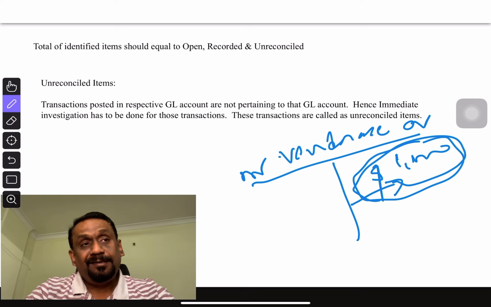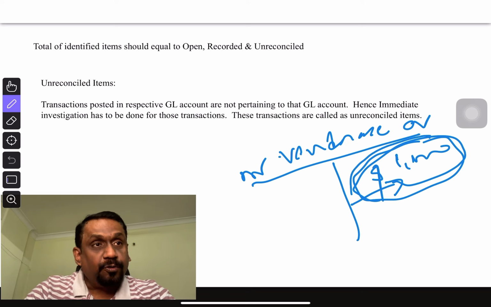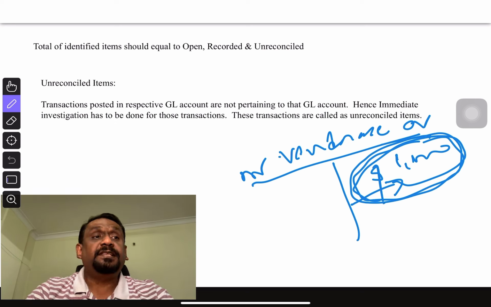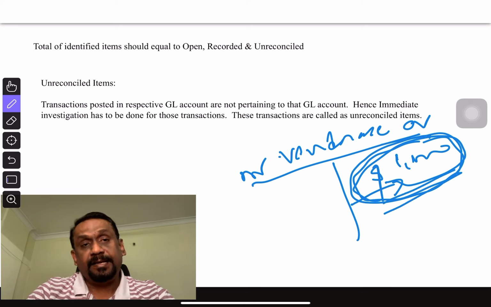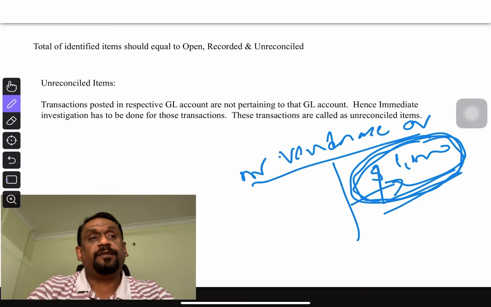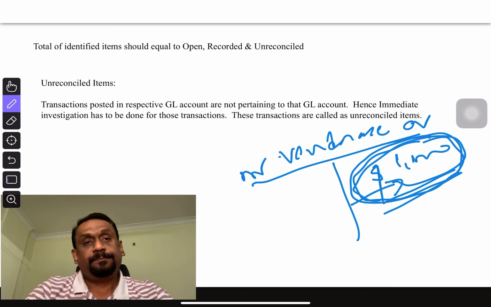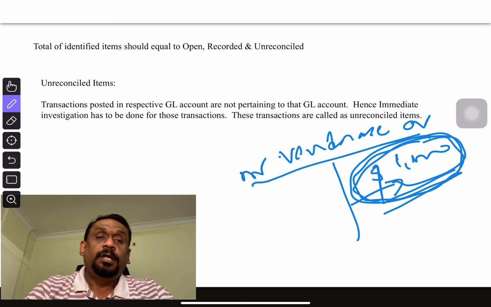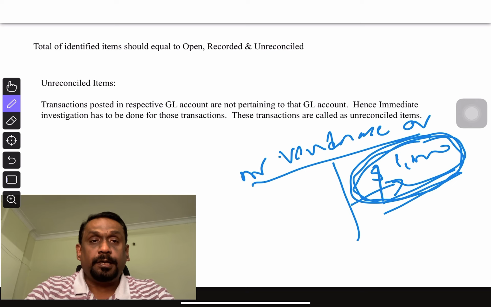Right? So you need to start investigating these transactions. This is called an unreconciled item. It is not reconciled. You need to start investigating to identify the right account. So these are the definitions of open item, recorded item, and unreconciled item.